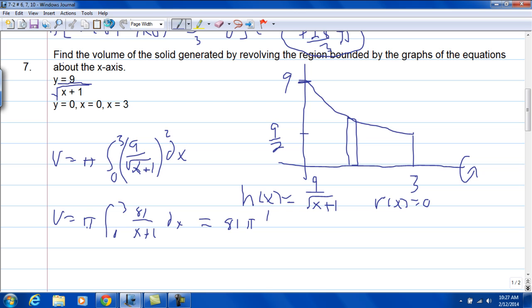Back to what I had. Natural log of the absolute value of x plus 1 from 0 to 3. So we have 81 pi times the natural log of the absolute value of 3 plus 1 minus the natural log of the absolute value of 0 plus 1.